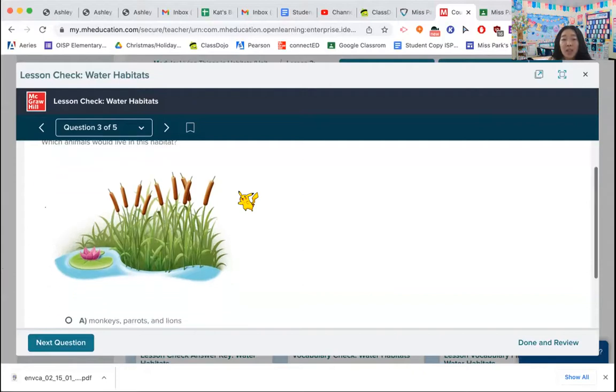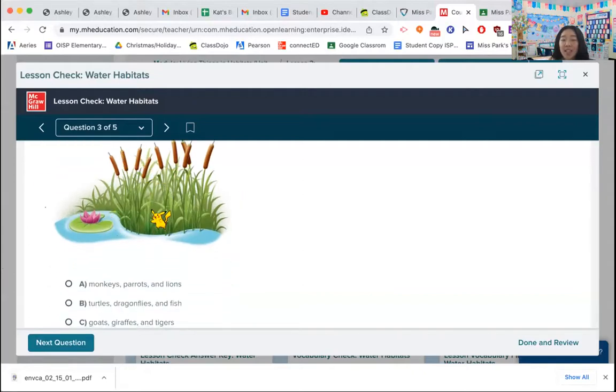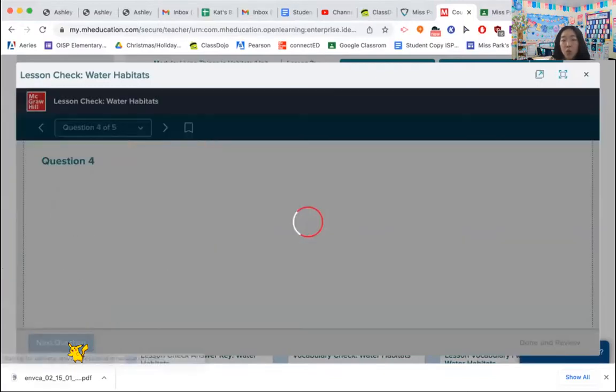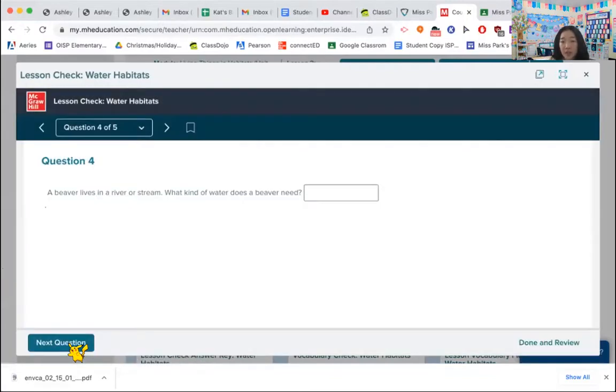Which animal would live in this habitat? So we see cattails and lily pads. Monkeys, parrots, and lions? No. Turtles, dragonflies, and fish? Yeah, they could live in there. What about goats, giraffes, and tigers? No. How can they swim? So it would be the turtles, the dragonflies, and the fish.